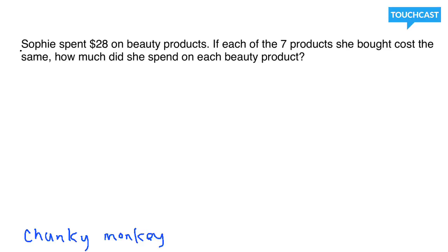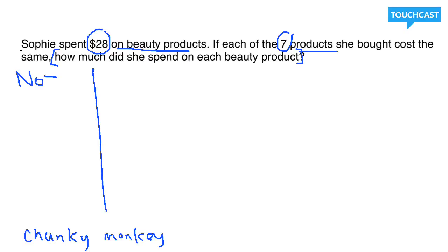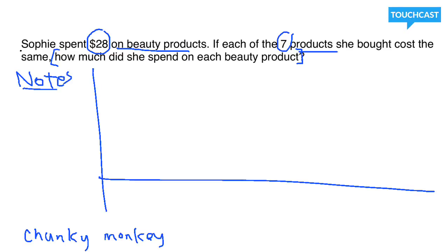Definitely my favorite. All right, let's look at number 3. Sophie spent $28 on beauty products. If each of the 7 products she bought cost the same amount, how much did she spend on each beauty product? All right, don't forget to take your notes. Don't forget, my chunky monkeys, to have your answer sentence. Good luck.